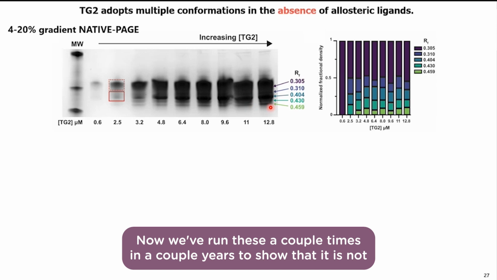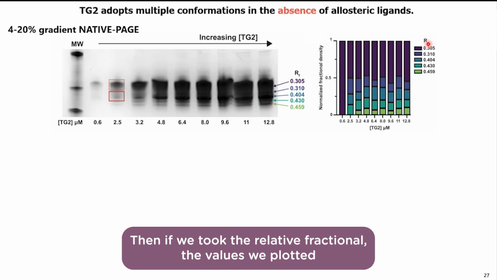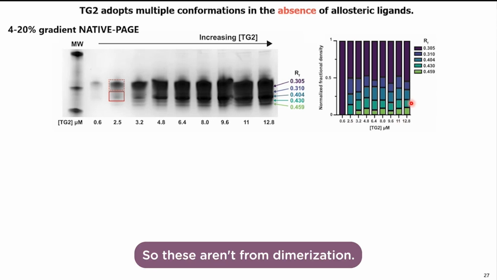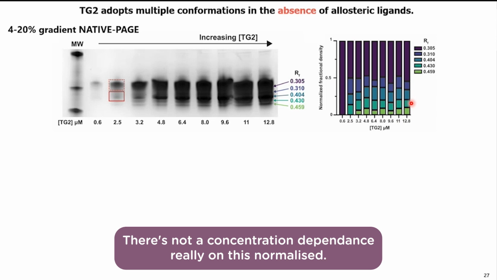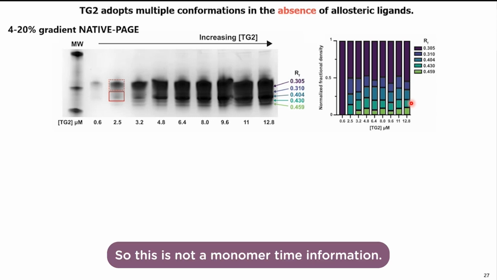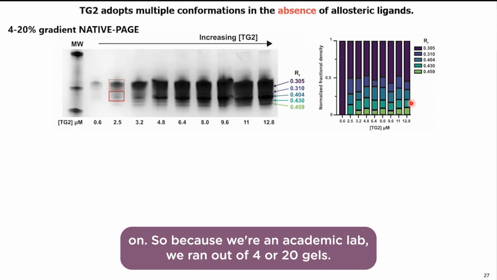Now, we've run these a couple times in a couple of cups to show that it is not degradation bands. Okay, so these are still full length. And we actually plotted the relative fractional, the RF values, across the board versus TG2. You can see there's not much difference, so these aren't from dimerization. There's not really a concentration dependence once we normalize the density for the amount of protein. Right, so this is not a monomer-dimer formation. The bands are just getting darker because we're putting more protein on.